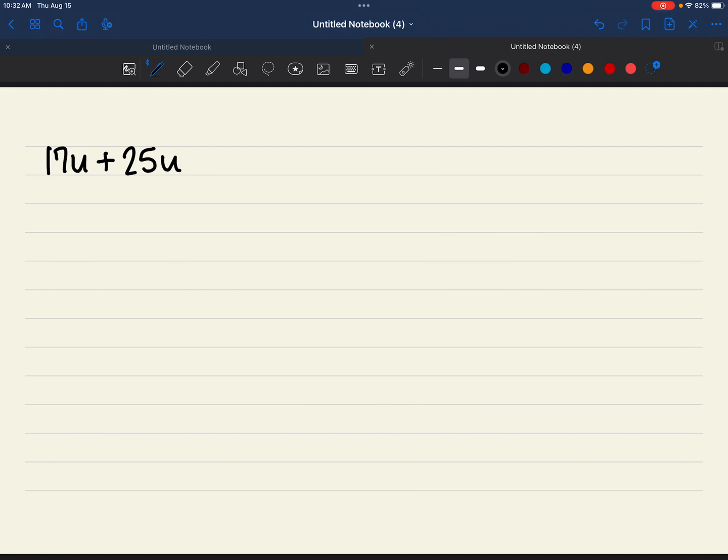Okay, so if I have 17u plus 25u, are these two things like terms? Yes, so I can add them together, and I get a total of what? Somebody up there said it. 42u, right? So we add the numbers, we keep the variables.